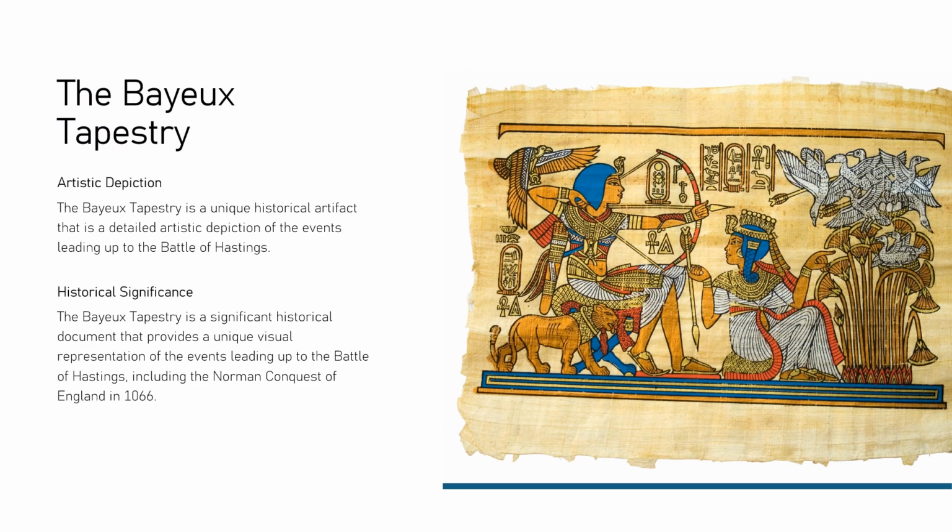The Bayeux Tapestry. Artistic depiction. The Bayeux Tapestry is a unique historical artifact that is a detailed artistic depiction of the events leading to the Battle of Hastings. Historical significance. The Bayeux Tapestry is a significant historical document that provides a unique visual representation of the events leading up to the Battle of Hastings, including the Norman conquest of England in 1066.